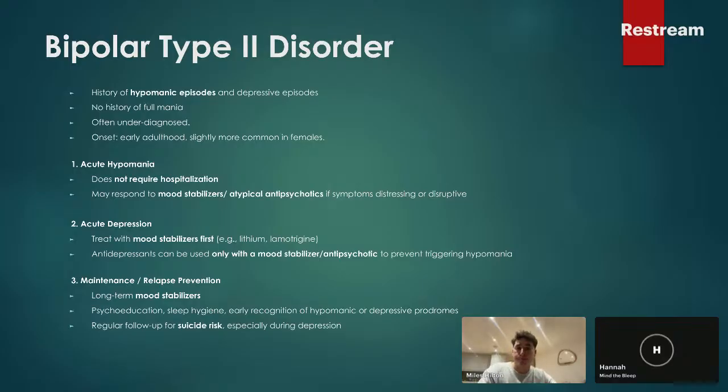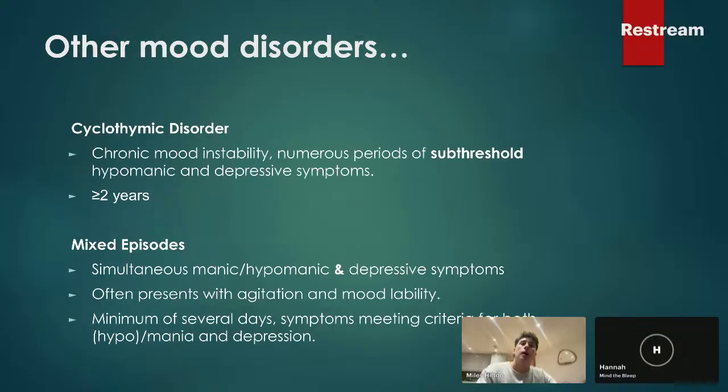So on this slide, I just have a couple of other mood disorders that I thought might be worthwhile mentioning. There's what we call cyclothymic disorder. This is a chronic mood instability with numerous periods of sub-threshold hypomanic and depressive symptoms for more than 2 years. So this is where a patient might suffer from some manic, some depressive symptoms, but they're sub-threshold, so they're not quite meeting the criteria for bipolar, and it has to be for more than 2 years.